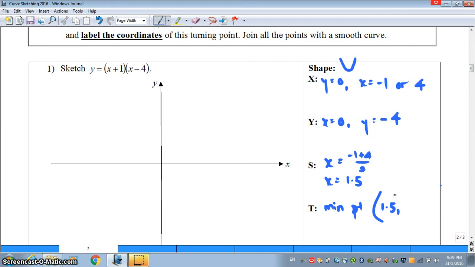I'm going to do that using my calculator. 1.5 plus 1 will give us 2.5. Multiply by 1.5 minus 4, which is negative 2.5. So in this case, we have negative 6.25. With all these steps in place, we are ready to do our curve sketching for the very first example.